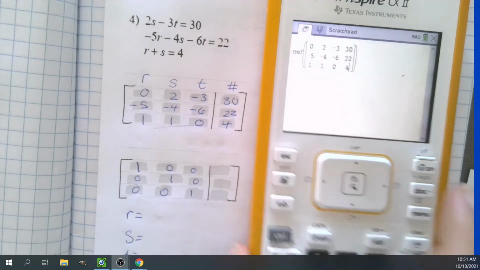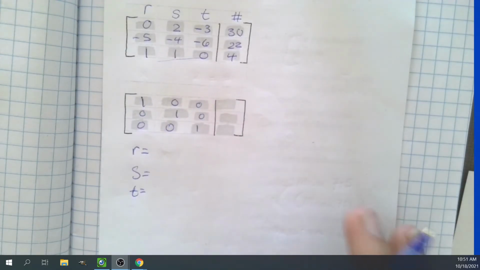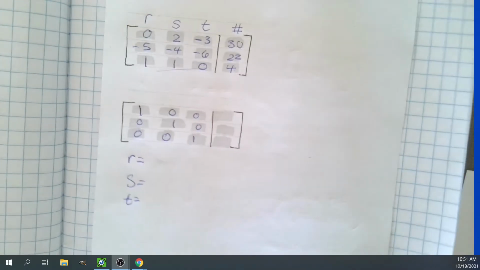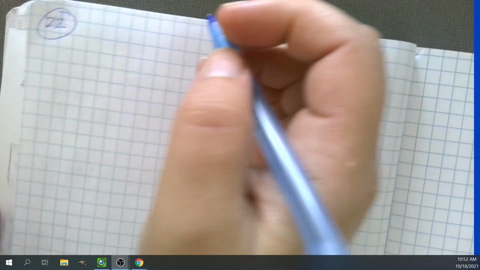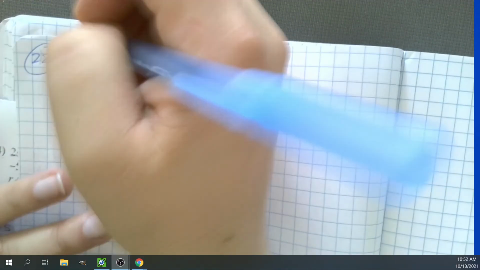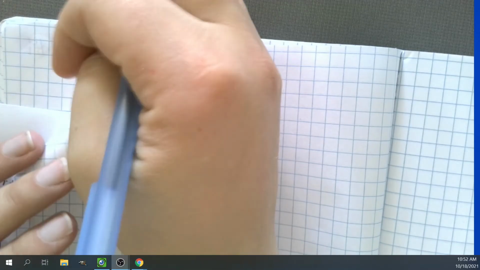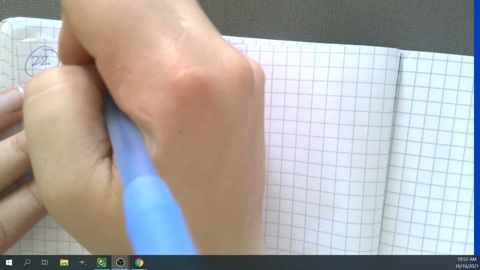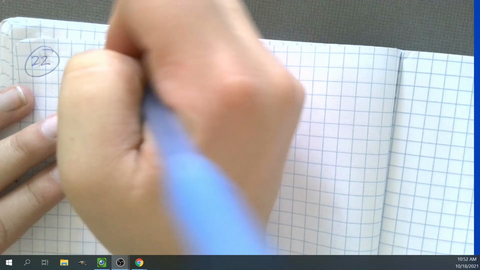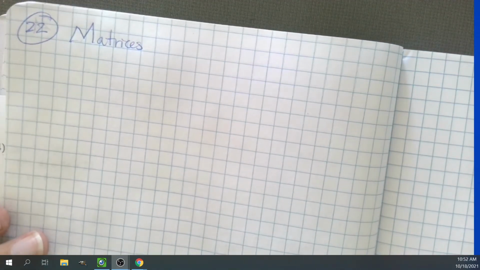Okay. I'm going to move on because I am recording this for my other students. On today's assignment, I'm going to walk you through a couple of them. The first thing I want you to do is put the title at the top. It's literally just matrices. Matrices. That's the title of the assignment.